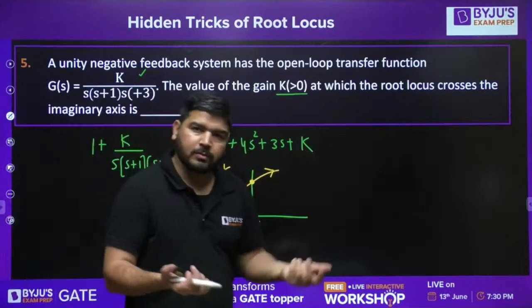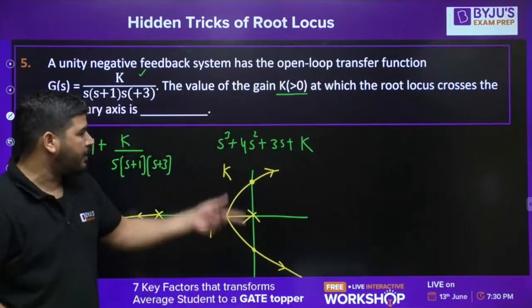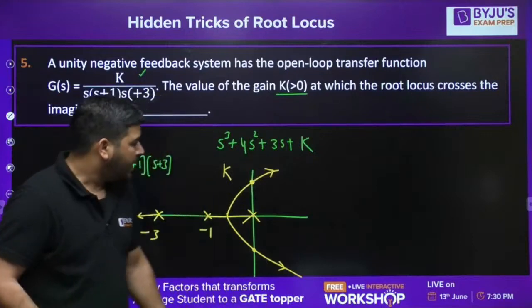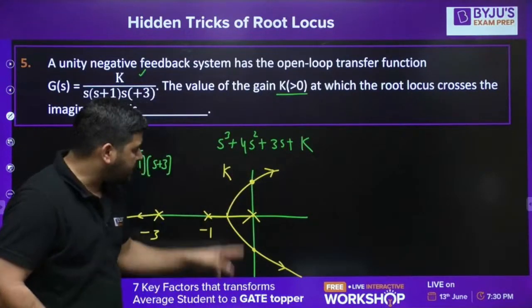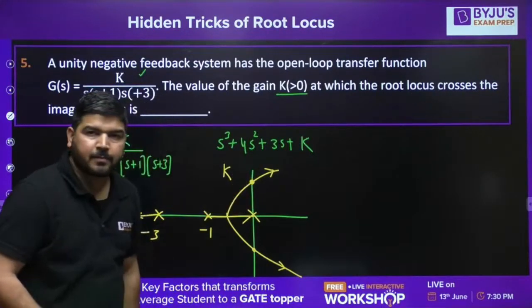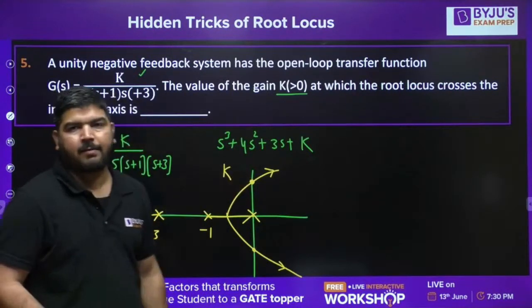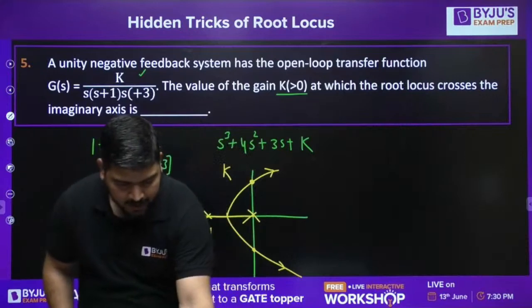Though the Routh method is also very easy. Okay, you can apply the Routh method. It's again a trick. Routh itself is a trick. Okay. But there is one more method. What you can do is, you can calculate this point. If somehow you can calculate this point, at this point you can calculate the k value.